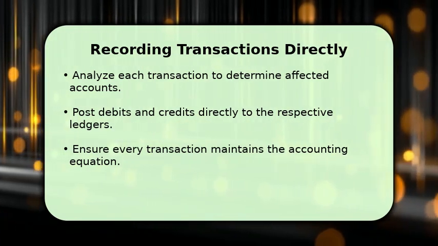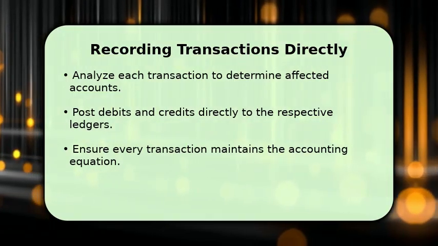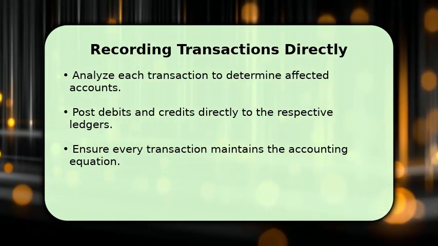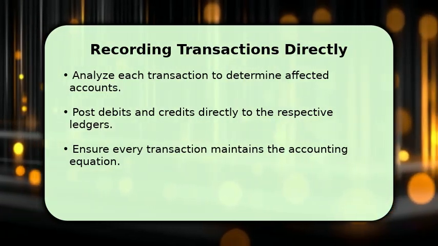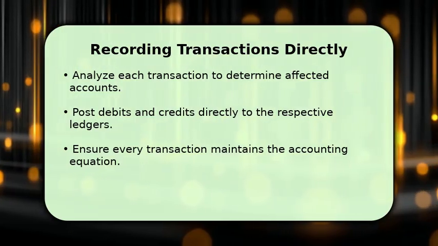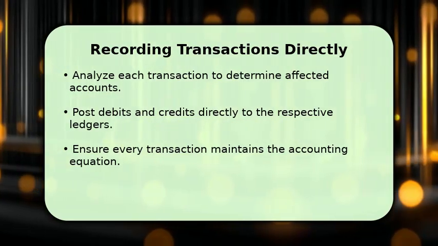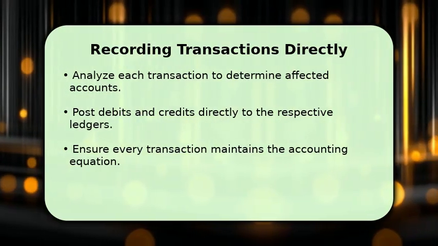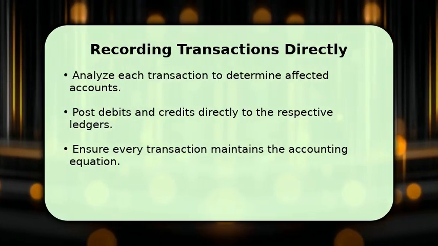When you have a transaction, like receiving $500 in cash for service, you'll debit the cash account and credit the service revenue account. If you pay a $100 utility bill, you'll debit utilities expense and credit cash or bank. The key is to immediately identify the two affected accounts and post the corresponding debit and credit entries. This keeps your books balanced.